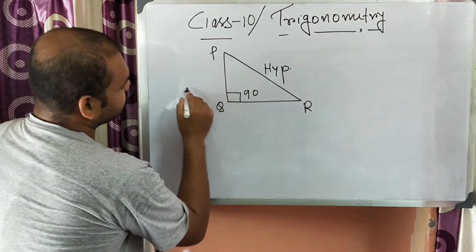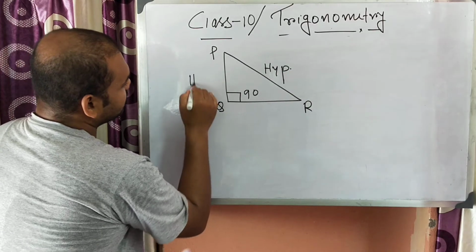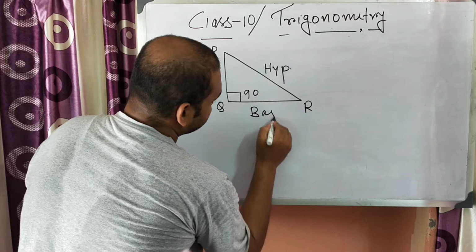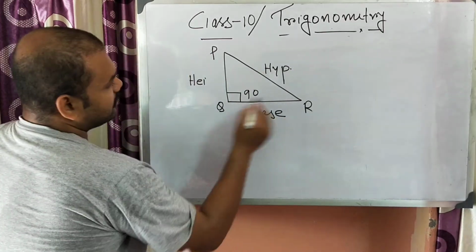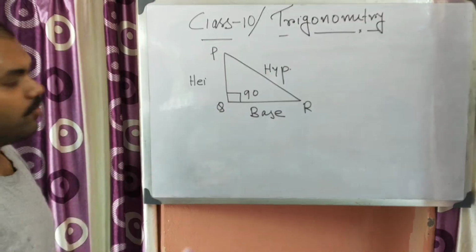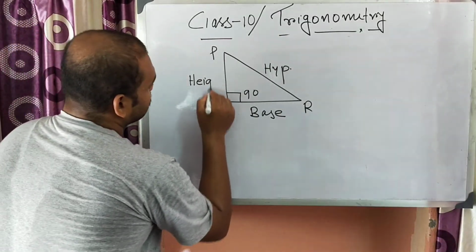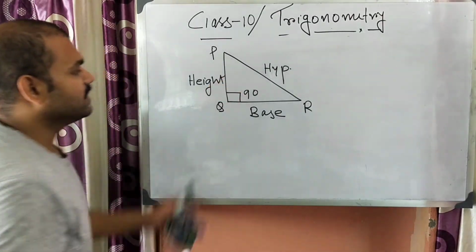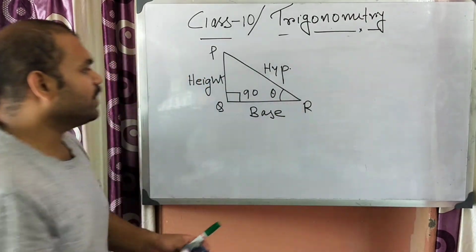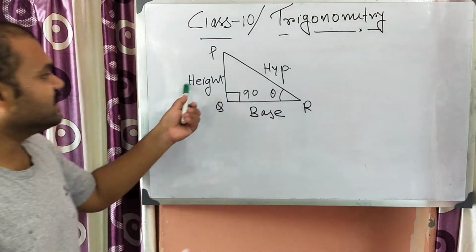PQ is the height, and this is the base. Okay, now why is this height? This is height because we have considered this angle theta. So with respect to theta, this is height.